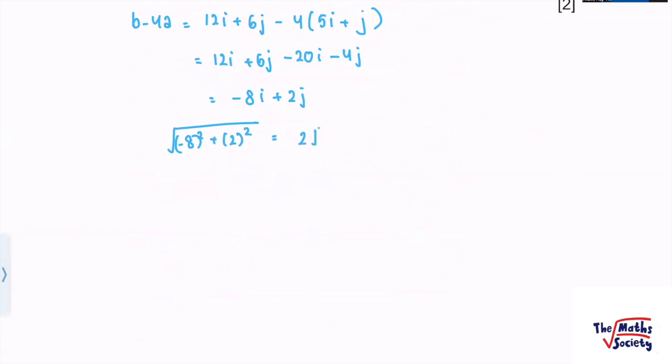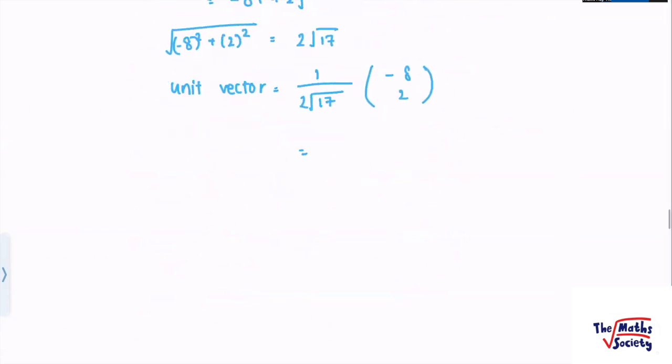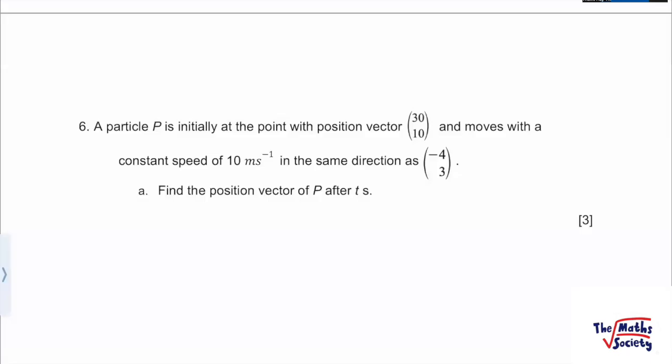That's where you'll get 2 root 17. So you have your unit vector of 1 by 2 root 17. That is minus 8 and 2. And you multiply them, you get 1 by root 17 minus 4. And you get 1. And that is your unit vector. Okay, so now moving on to question 6.